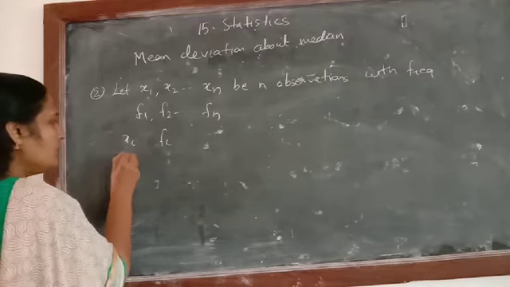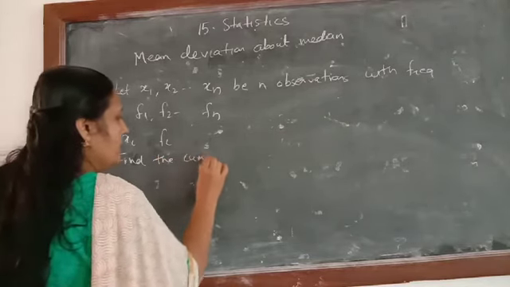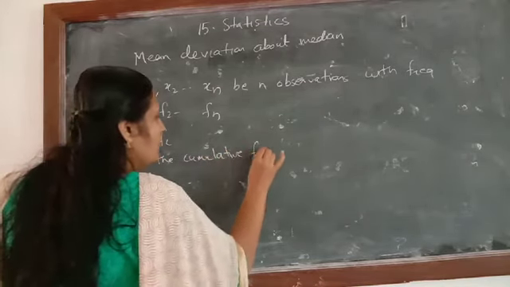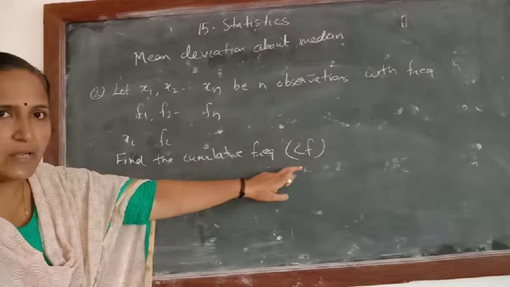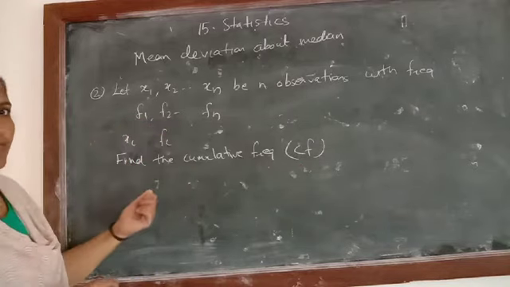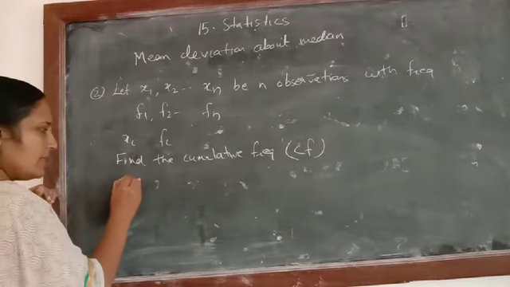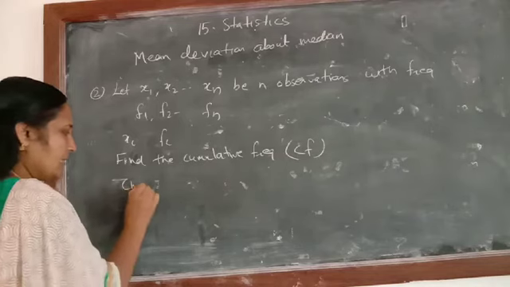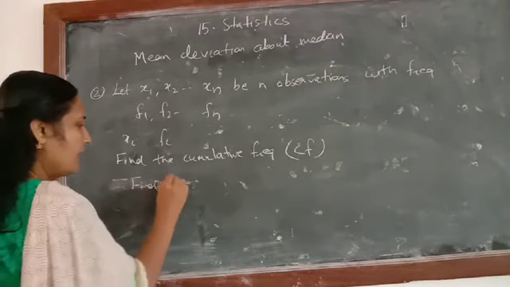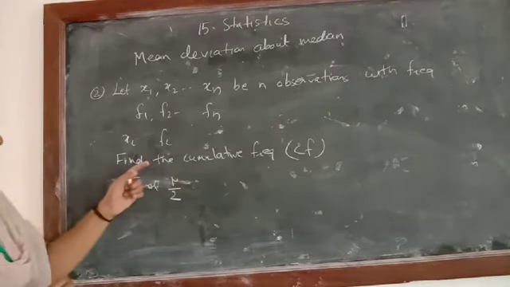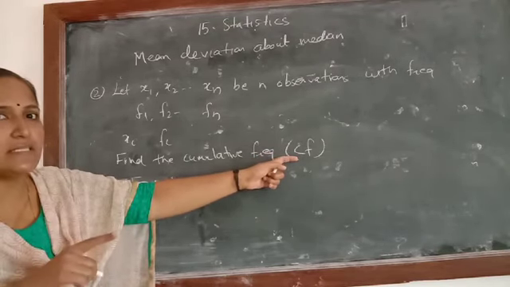In that case, write down this step: find the cumulative frequency, written as CF. At the end of the cumulative frequency, we will get the sum of all the frequencies, which we denote by n. After that, find n by 2. So at the end of the cumulative frequency, you will get how many observations there are.